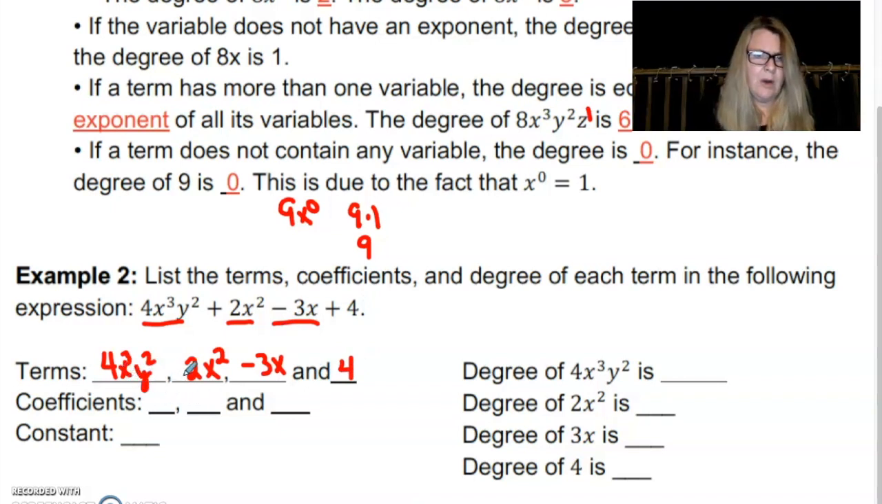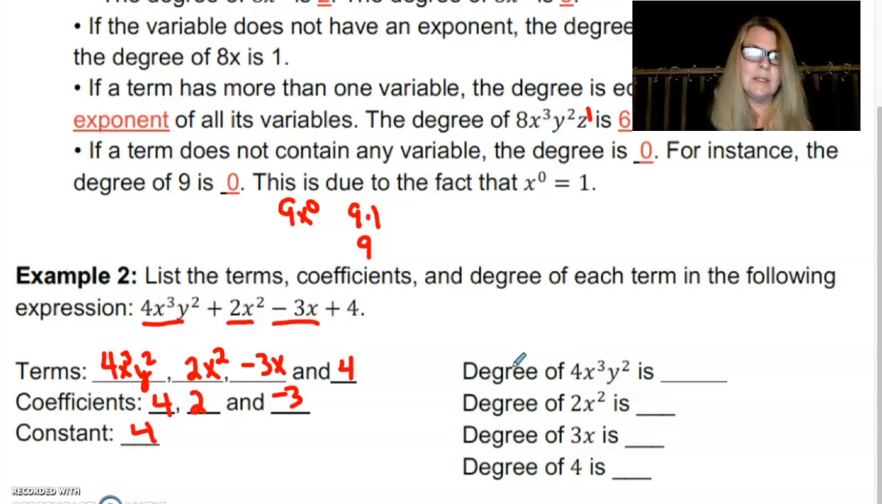So coefficients are the numbers in front of the variable. So the coefficient of the first term is 4. The coefficient of the second term is 2. The coefficient of the third term is negative 3. And the constant is not a coefficient. It is the one without the variable. So the constant is 4.